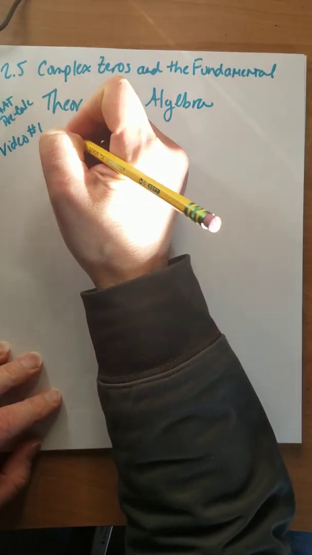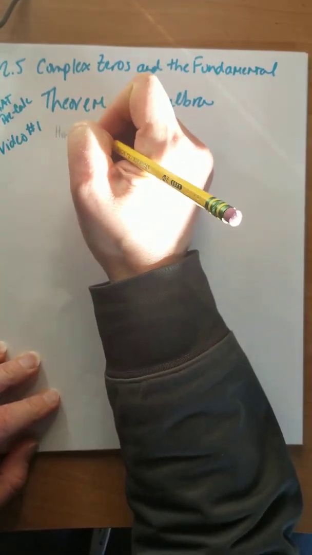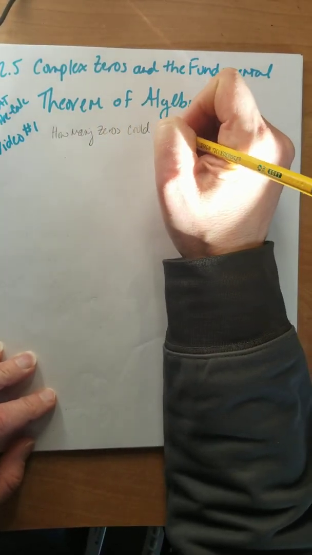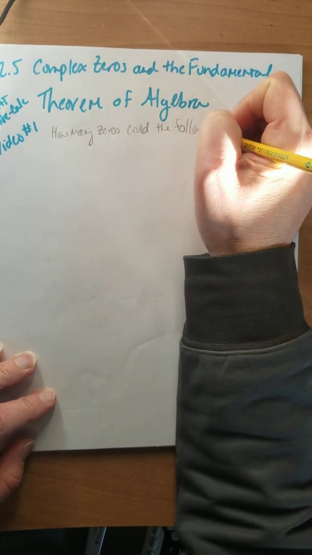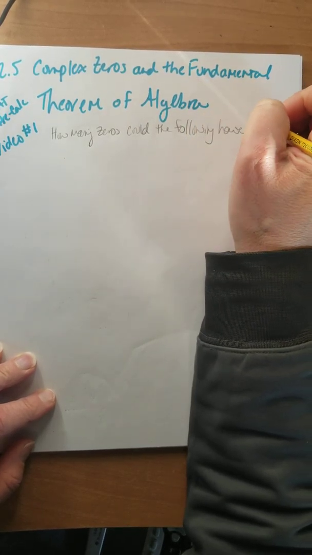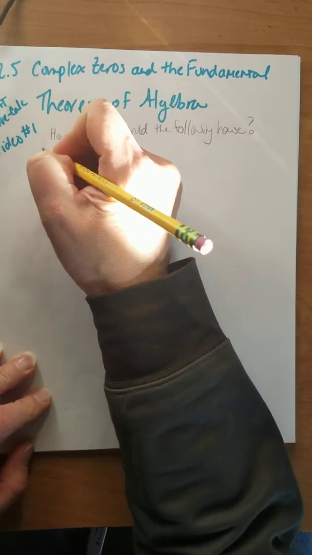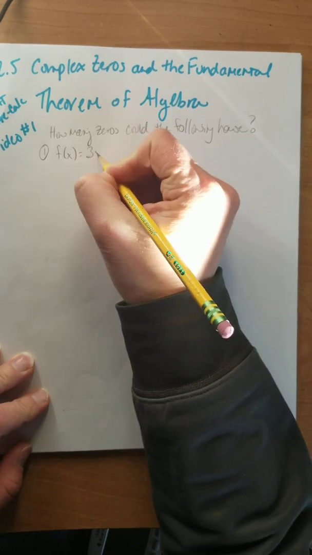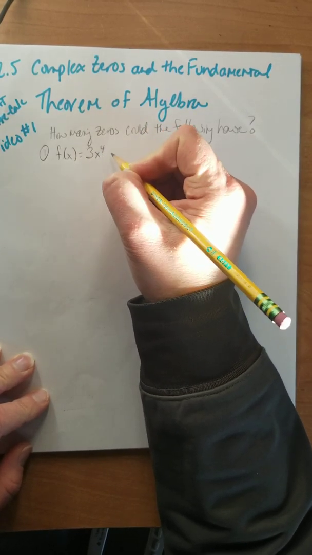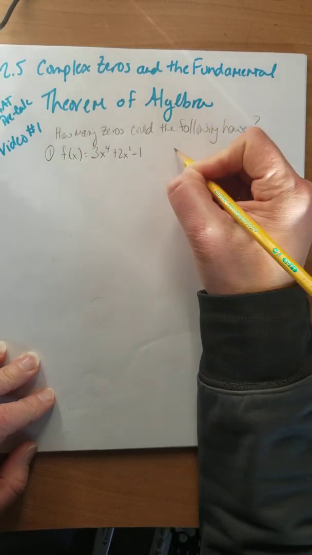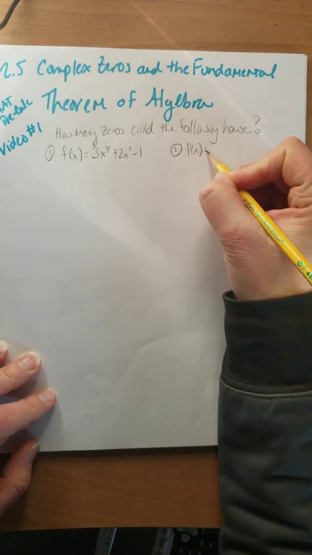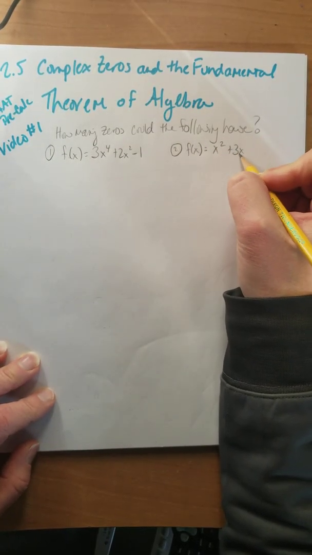So my first group of questions is going to be how many zeros could the following have? All right, so my first one is f of x equals 3x to the 4th plus 2x squared minus 1. And we'll just throw a second one in here. f of x equals x squared plus 3x plus 1.